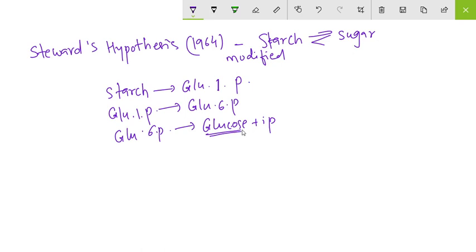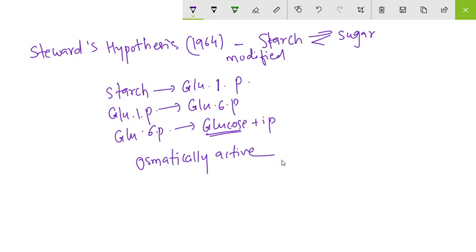Then this glucose is osmotically active, and this increases the osmotic pressure of the guard cells. So there is interconversion of starch into glucose. It is most important. When this glucose is produced in the guard cells, it becomes osmotically active, and therefore they are able to absorb the water from the surrounding cells.